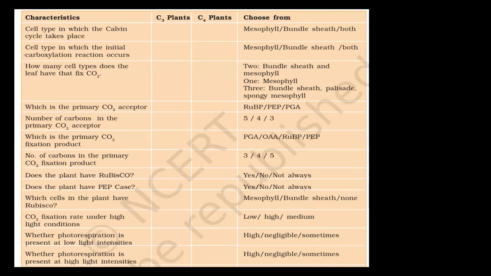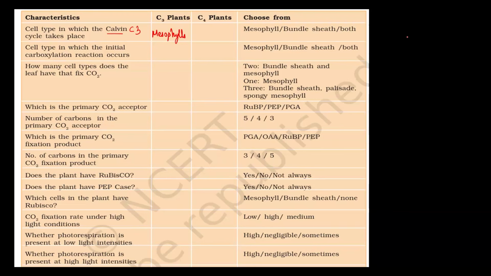So the first thing is the cell types in which the Calvin cycle takes place. So we have to answer in terms of C3 plants and C4 plants. So in C3 plants, where the Calvin cycle takes place, Calvin cycle is what? It is dark reaction, right? Or C3 cycle. So C3 cycle in the case of C3 plants, it takes place in the mesophyll, right?